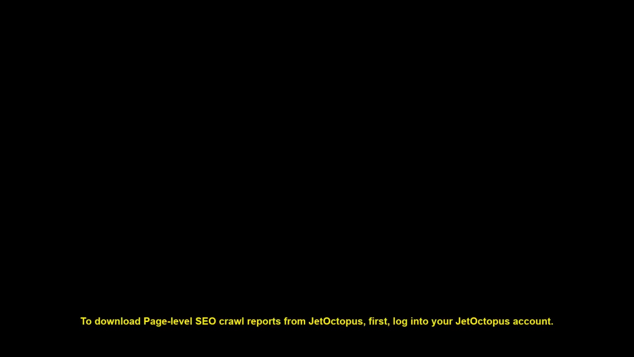To download page-level SEO crawl reports from JetOctopus, first, log into your JetOctopus account. Once logged in, navigate to the dashboard. Locate the Projects section and select the project for which you want to download the report.